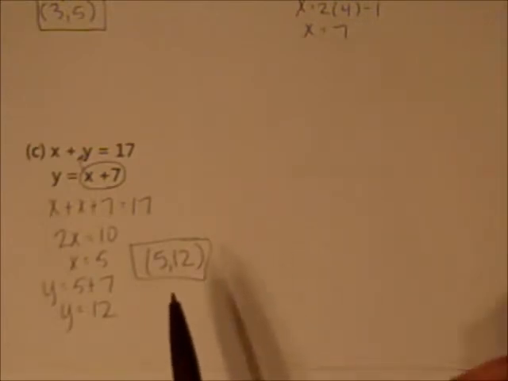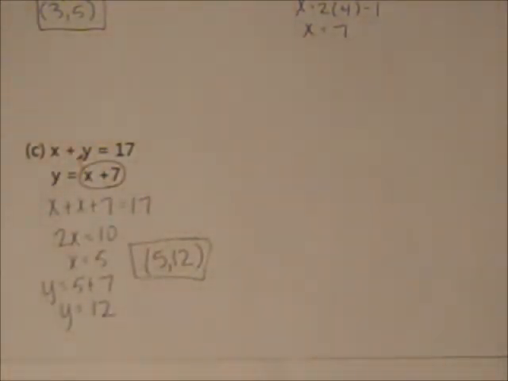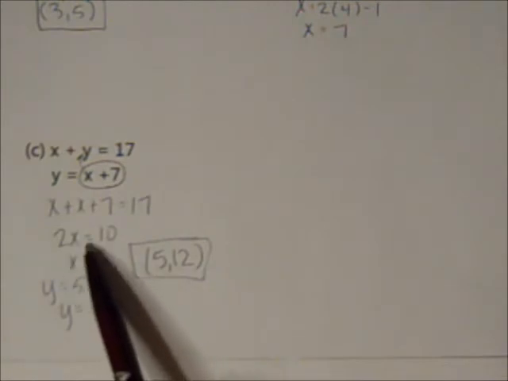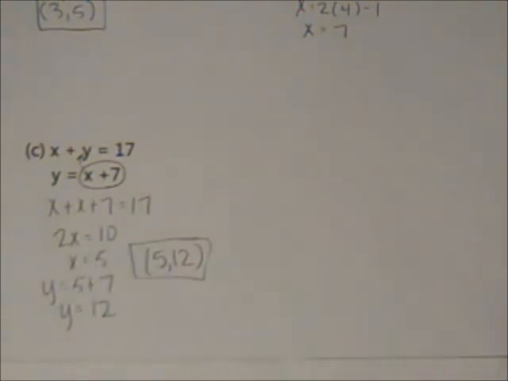Okay, so C is very similar to A. I substitute x plus 7 in for y, so 2x is equal to 10, so x is equal to 5, and then plug that back into the other equation. 5 plus 7 is 12, and then you can always check that 5 and 12 is the right answer there.